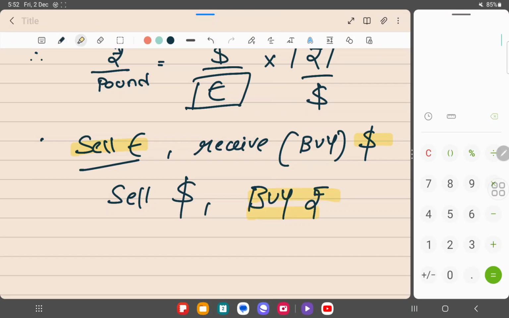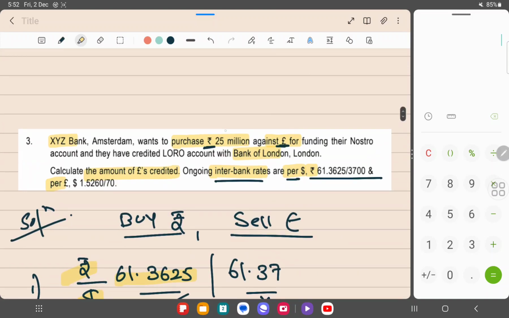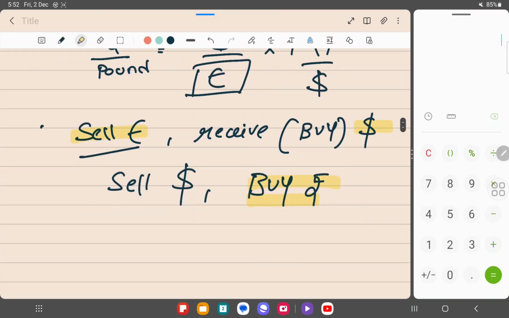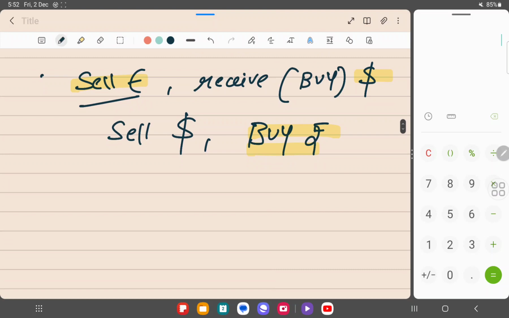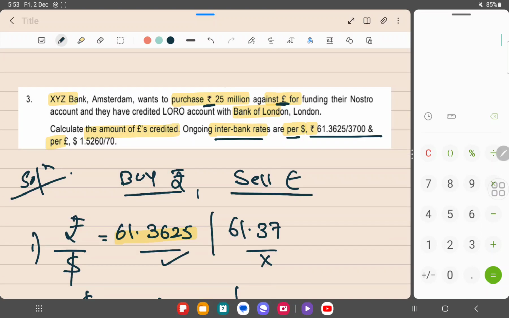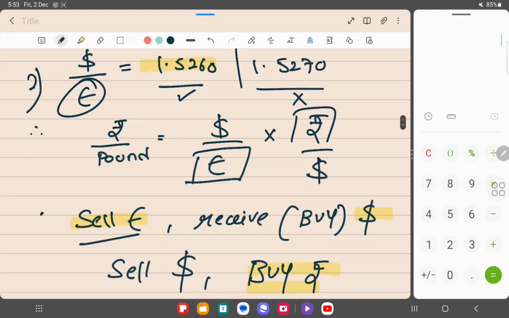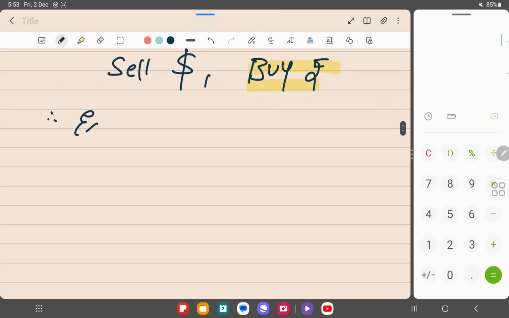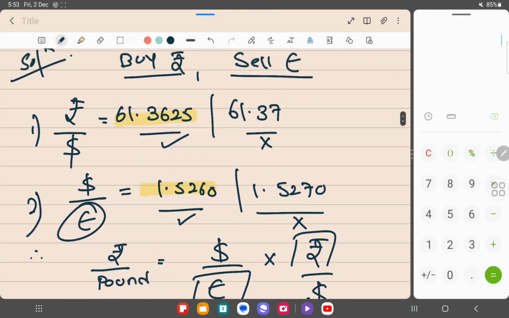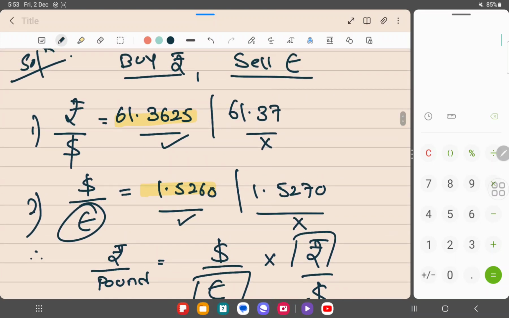Buy rupee. I've reached this. This is what XYZ wanted. Okay, purchase rupee. So therefore the exposure that I have is rupee 25 million, right? I'll write this down. Therefore exposure is equal to rupee 25 million. Now from both these selected quotes, where do you find rupee? Rupee by dollar and dollar by pound. So which is rupee by dollar? This one.